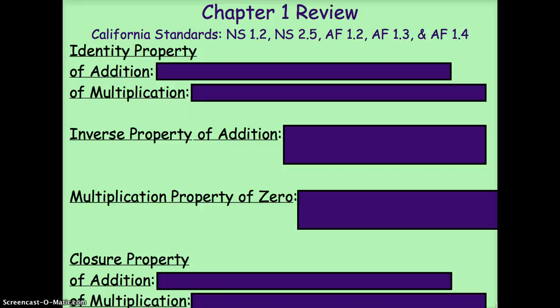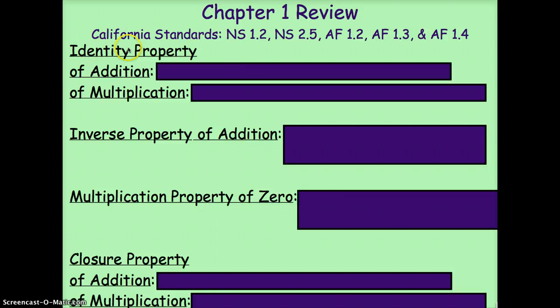Okay, go ahead and fill in the blank with these properties. Try to do this without looking them up. See what you can do as best you can to define these properties. Make sure you pause it, write them all down, and then check your answers.